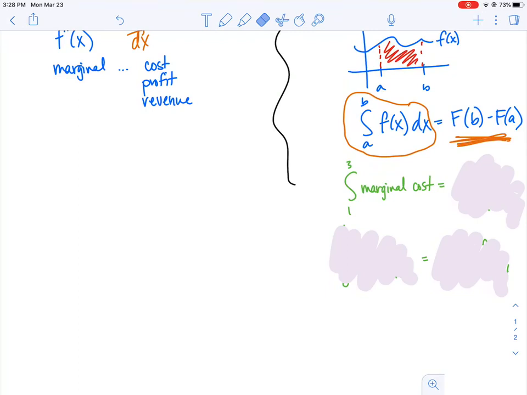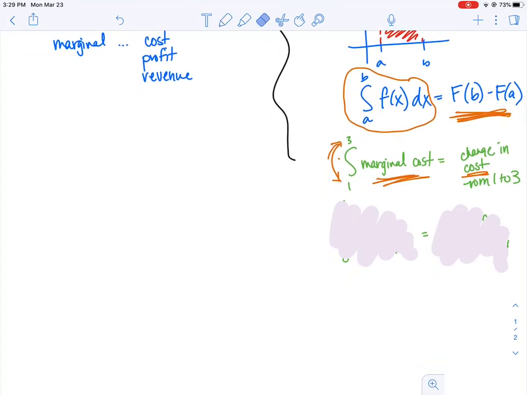If I ask you to integrate the marginal cost from 1 to 3, remember that marginal cost is the rate at which the cost is changing, the derivative. If you integrate the marginal cost from 1 to 3, what you're really getting is the change in cost from 1 to 3, right? If marginal cost is your derivative and you find the antiderivative, you're really finding me the cost, but now we have a starting and an ending point, so we're doing it from 1 to 3. So the change in cost from 1 to 3.